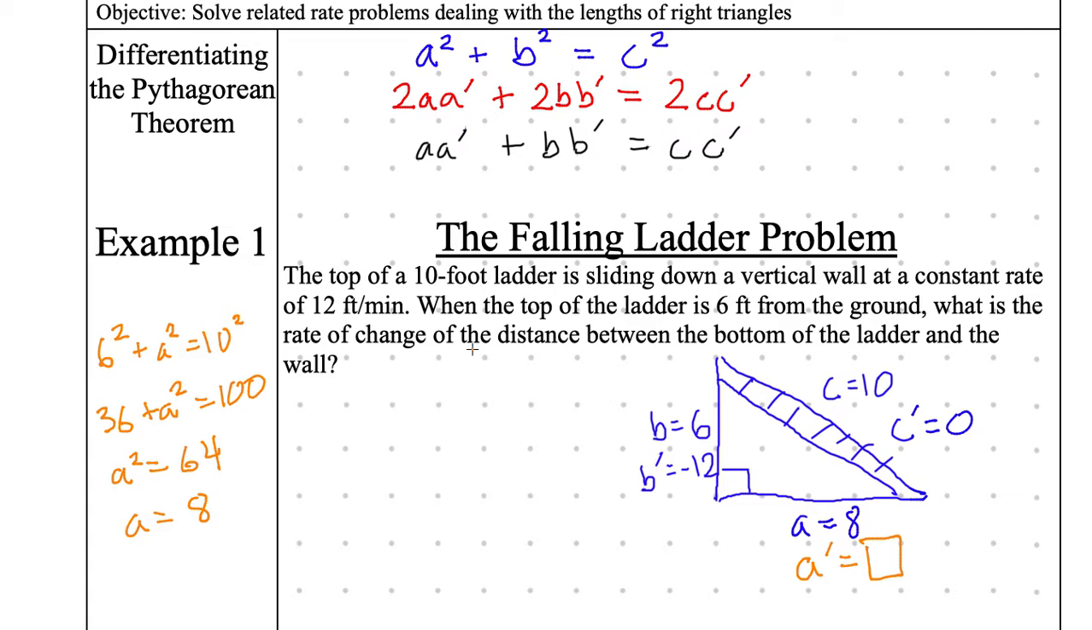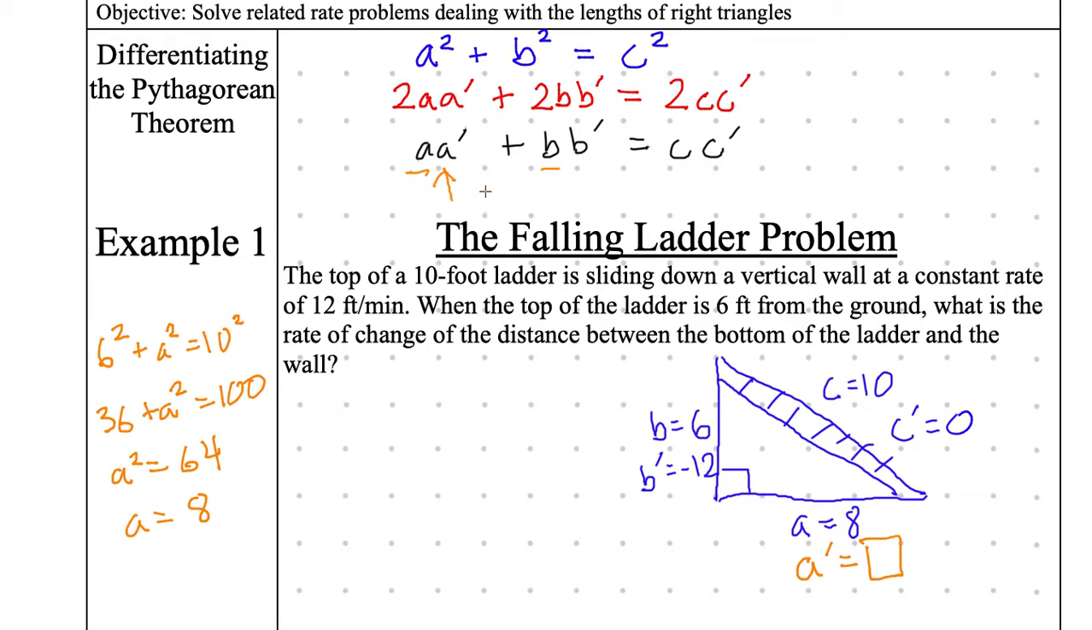What is the rate of change of the distance between the bottom of the ladder and the wall? The bottom of the ladder and the wall. What is the rate of change that is changing? Well, that's definitely A prime. Okay, so A prime is the thing we're trying to find. So we have A. We need to find A prime. Do we have B? Yes. Do we have B prime? Yes. Do we have C? Do we have C prime? Yes. We literally have everything but A prime. So we can just plug it in and solve, right?